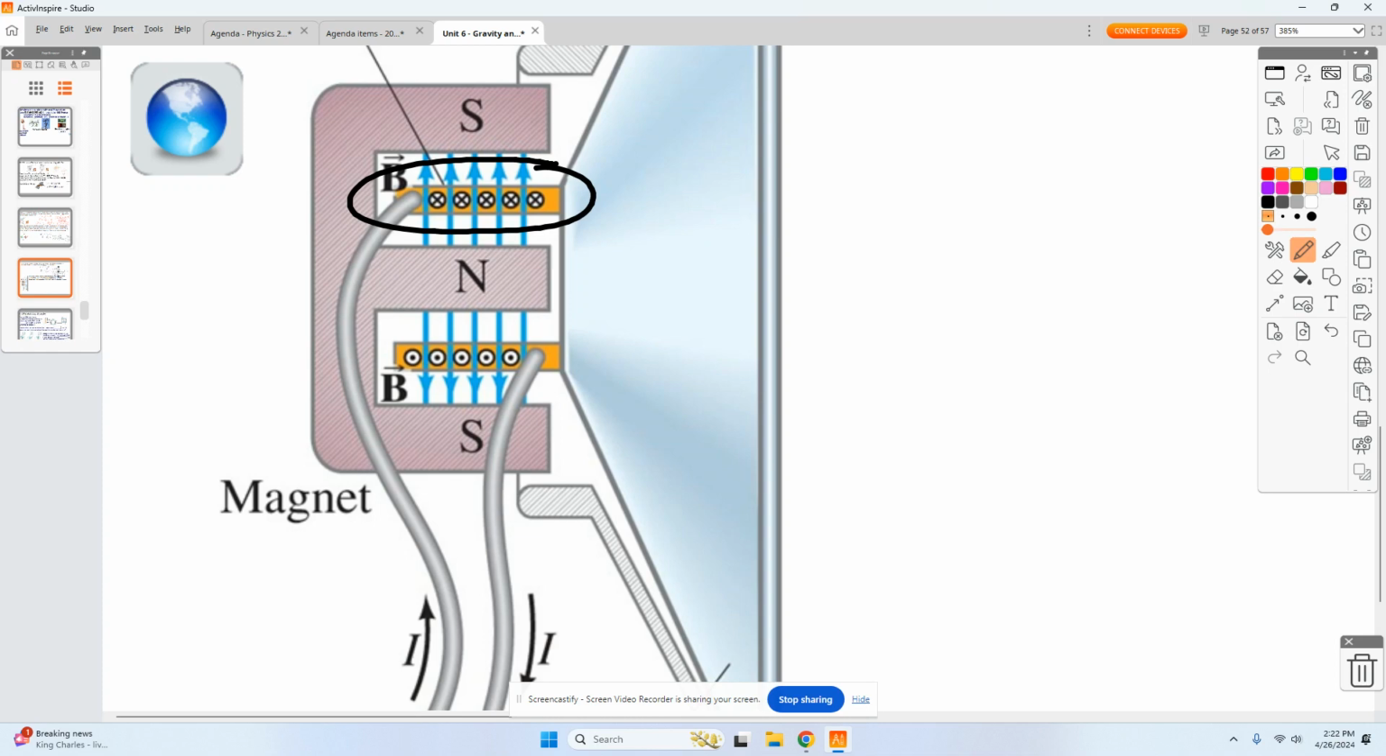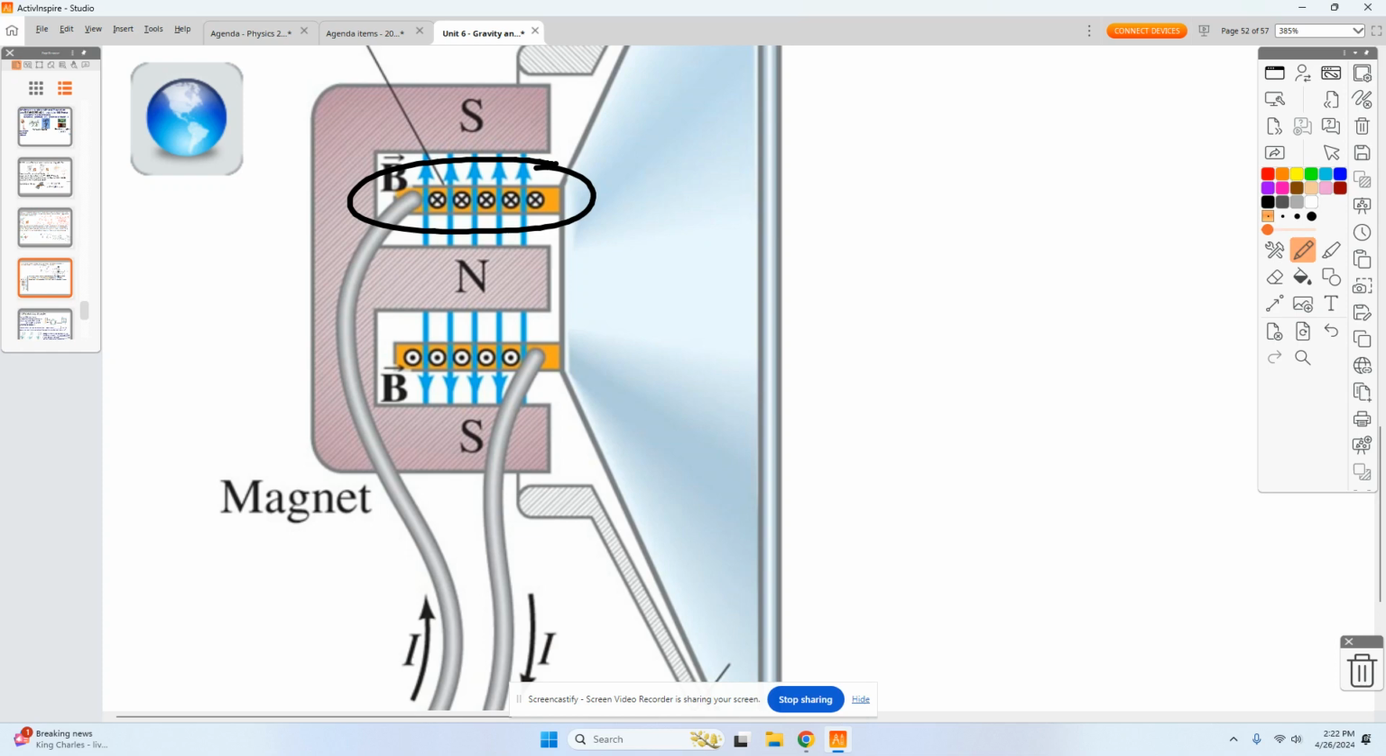So be careful. The current's going out of the board here. Or I'm sorry, the current's going into the board. Those X's mean the current. Each one of these things, it looks like I've got 1, 2, 3, 4, 5, 6 turns, right? That's showing 6 turns of wire. At that particular point, the current is flowing into the board. Down here, the current's flowing out of the board. So which way is that top portion having a force exerted?